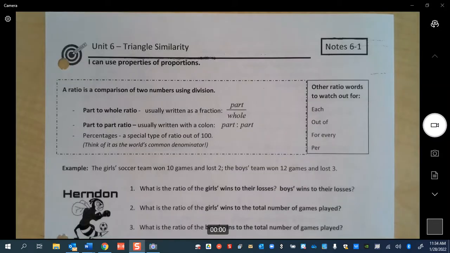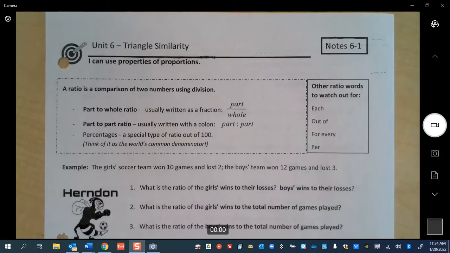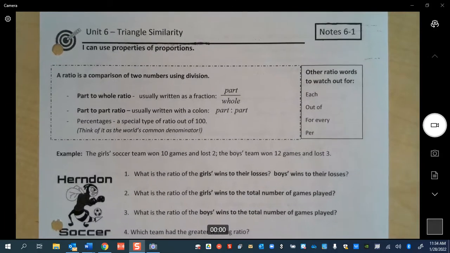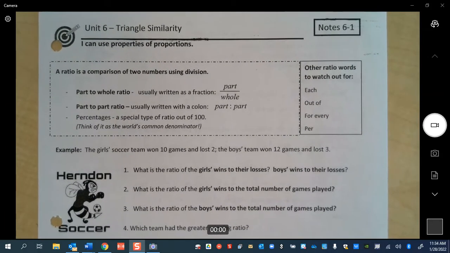All right, so in 6.1 we started talking about using properties of proportions and started talking about ratios. I gotta be honest with you, ratios and proportions is truly my favorite math content to teach because it's so applicable to real life. And kids care about ratios and proportions, especially when it has to do with their grades.